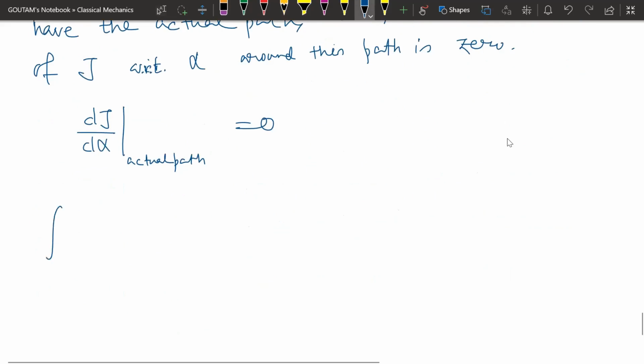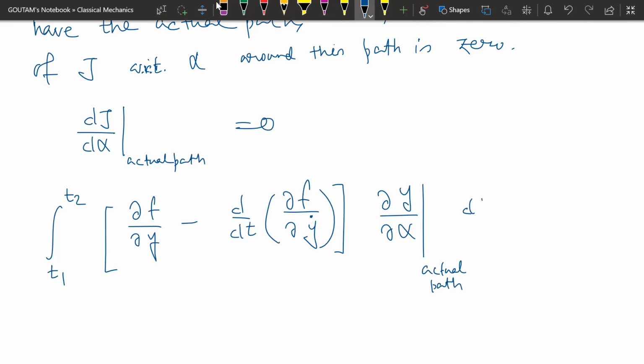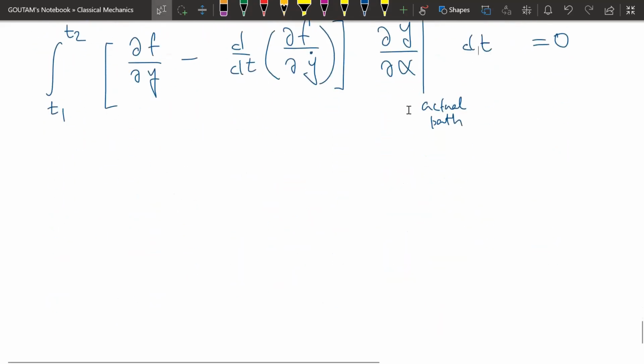It means integration from t1 to t2 of del f del y minus d/dt of del f del y dot, times del y del alpha around the actual path, dt equals 0. Now, what is del y del alpha around this actual path?